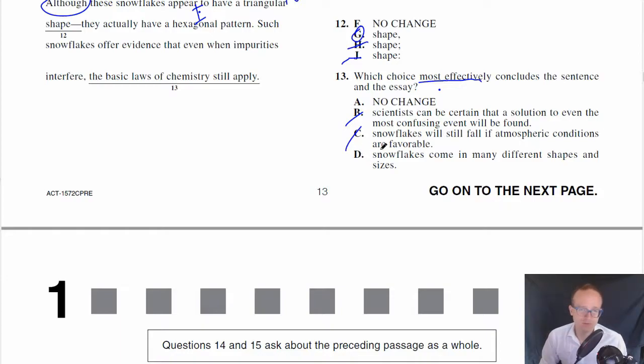Snowflakes come in many different shapes and sizes. Again, the impurities actually contribute to the many different shapes and sizes, so the even when doesn't make sense here. And also, this is really a weak way to end the essay. A is going to be correct.